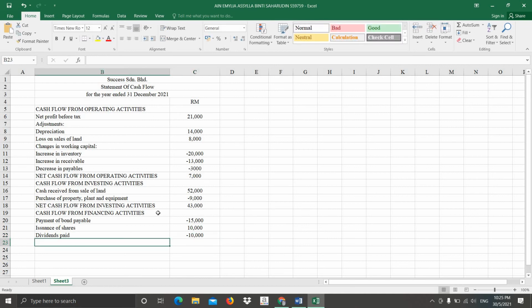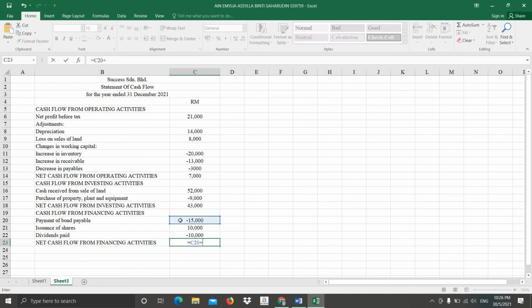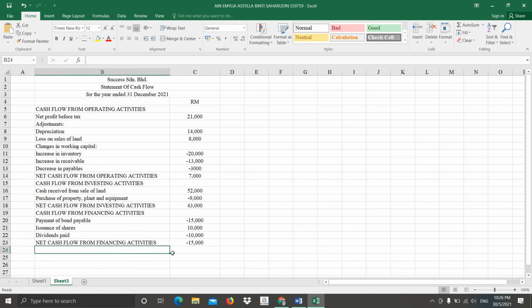Okay, next is net cash flow from financing activities. Okay, so next is net increase or decrease in cash.